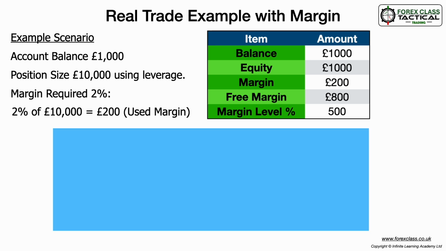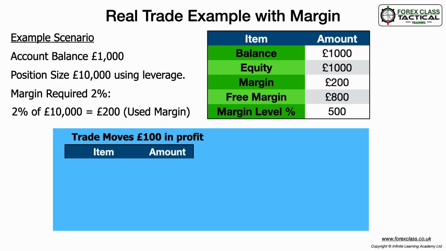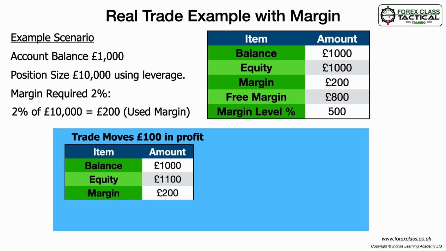First, let's see what happens when the trade moves £100 in profit. Your balance stays at £1,000 because the trade is still open, but your equity increases to £1,100. This is your balance plus the fluctuating profit. Used margin stays the same at £200. This is the deposit your broker has locked for the trade, and your free margin increases to £900. This is your account balance minus the deposit plus the £100 profit. Your margin level rises to 550%.